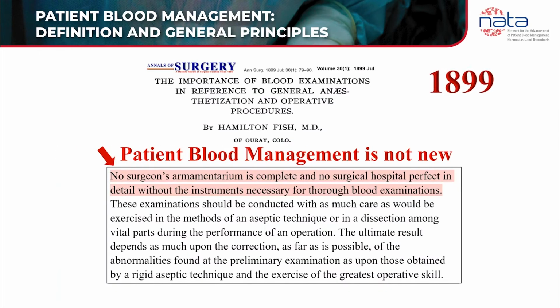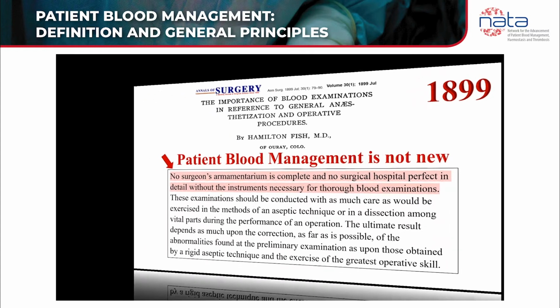Before we get on to blood transfusion, in 1899 we do find articles talking about patient blood management, which was not in fact new. Here we have an article: "No surgeon's armamentarium is complete and no surgical hospital perfect in detail without the instruments necessary for thorough blood examination."